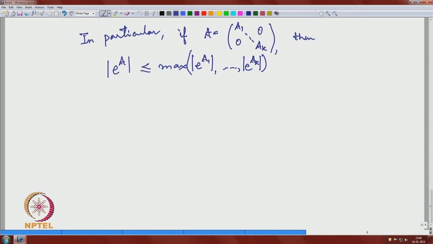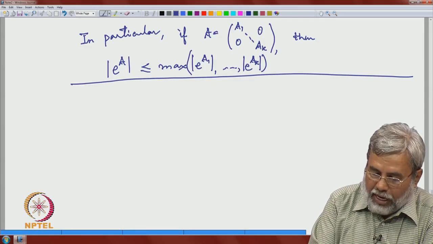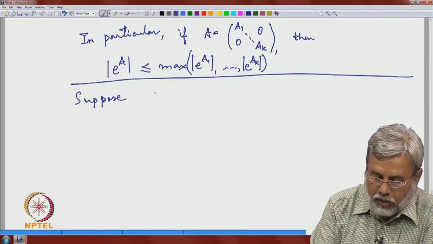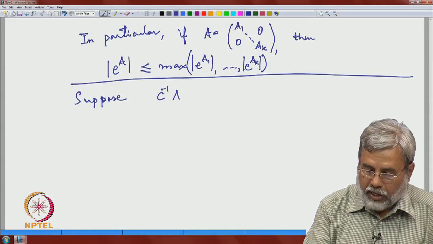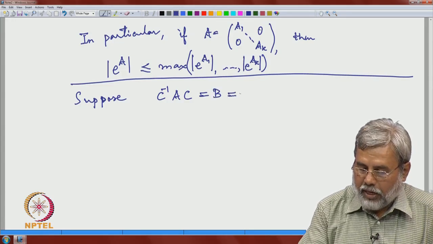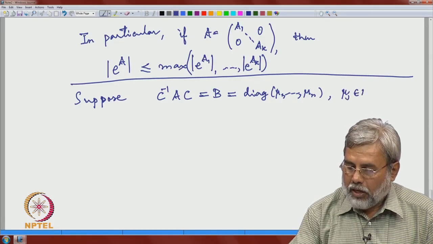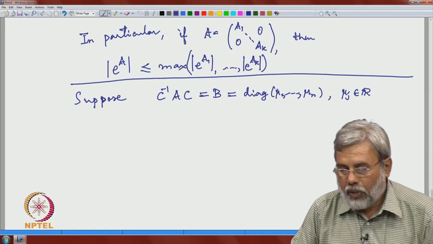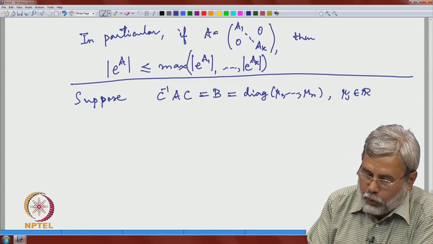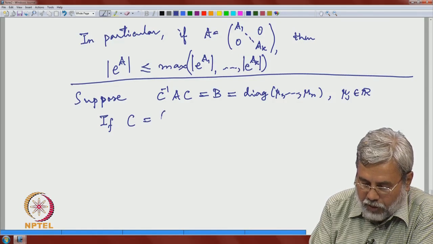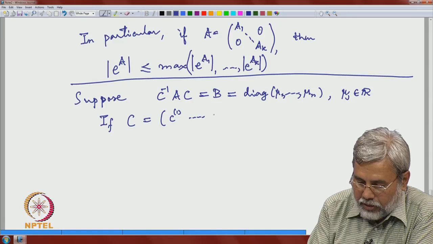In the remaining 15-20 minutes, let me just explain the plan we are going to follow. Again, go back. Suppose C inverse A C is equal to B, and this is, suppose, diagonal mu 1, mu 2, up to mu n. So, mu j's are real. In that case, let us try to see how mu 1, mu 2, up to mu n are related to A. So, if you write C in terms of columns, let me write them as C 1 up to C n.